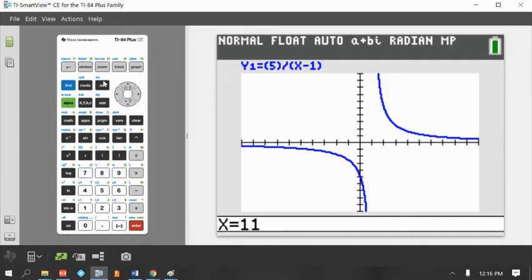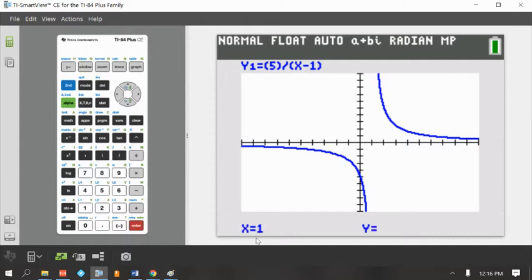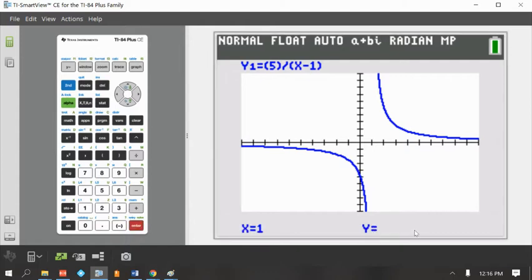So let's just go to 1. Notice when x is 1, y is nothing. There's no answer, because remember, this is the value that makes the denominator 0. When the denominator is 0, you get undefined. So undefined means vertical asymptote. So there's a vertical asymptote at x equals 1, and a horizontal asymptote at y equals 0.